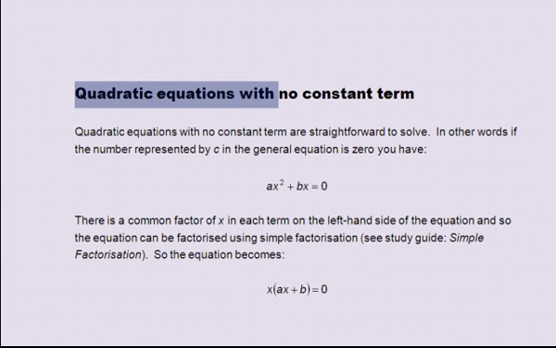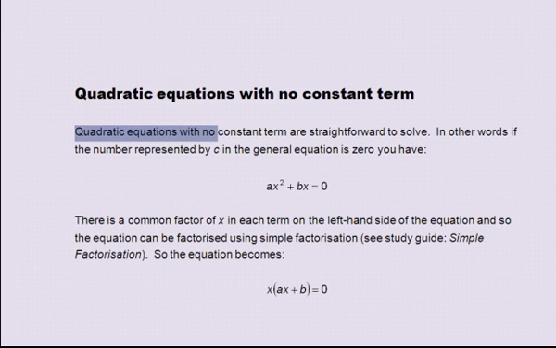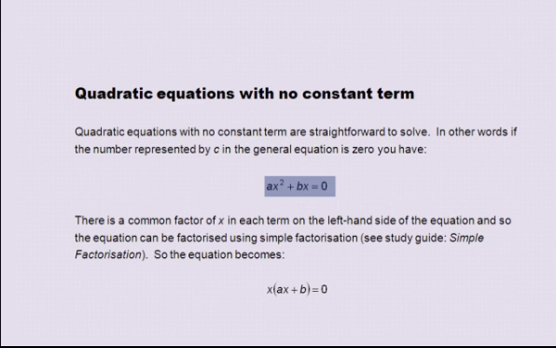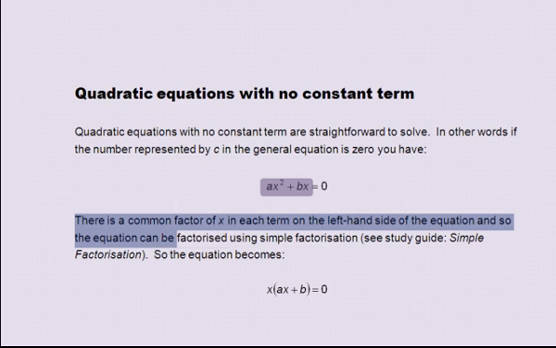Quadratic equations with no constant term. Quadratic equations with no constant term are straightforward to solve. In other words, if the number represented by c in the general equation is 0, you have ax squared plus bx equals 0. There is a common factor of x in each term on the left-hand side of the equation, and so the equation can be factorised using simple factorisation.